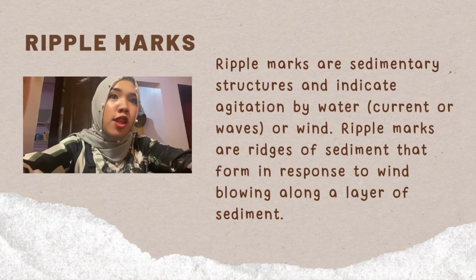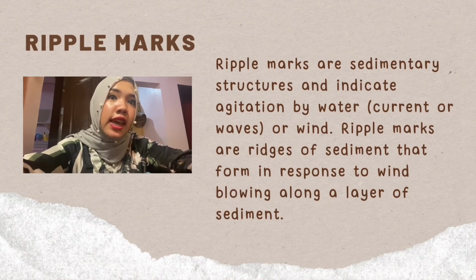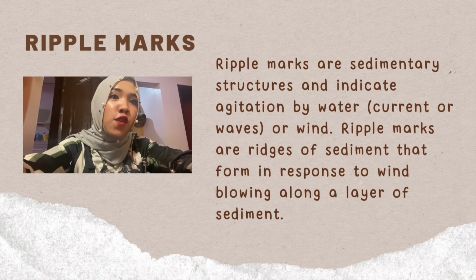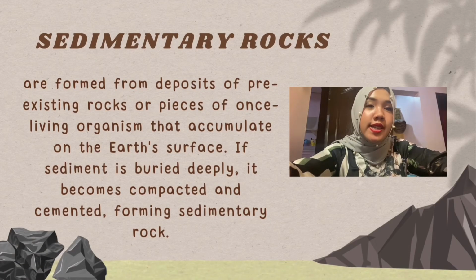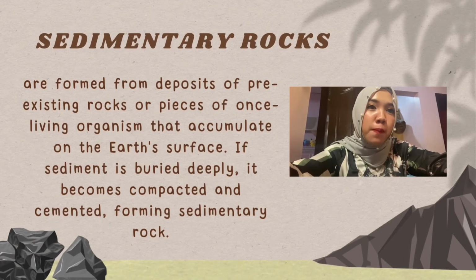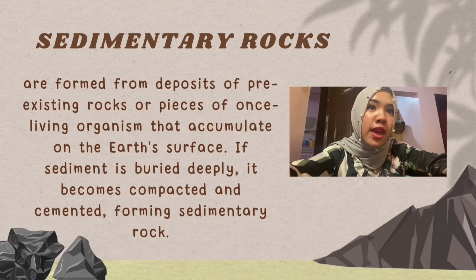Marks are sedimentary structures and indicate agitation of water, current, or waves or wind. Ripple marks are ridges of sediment that form in response to wind blowing along a layer of sediment. Sedimentary rocks are formed from deposits of pre-existing rocks or pieces of once living organisms that accumulate on Earth's surface. If sediment is buried deeply, it becomes compacted and cemented, forming sedimentary rock.